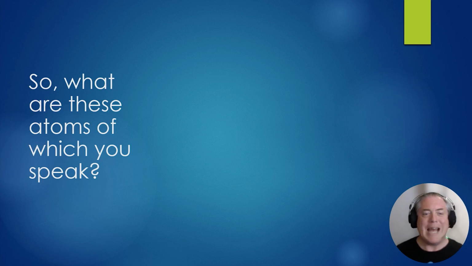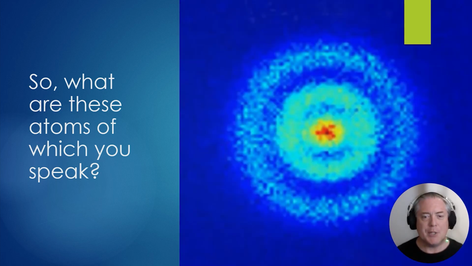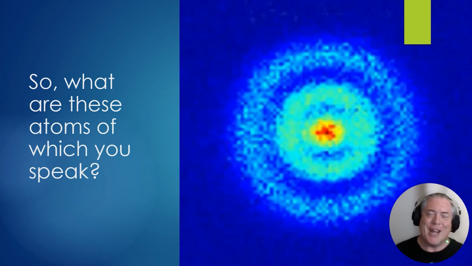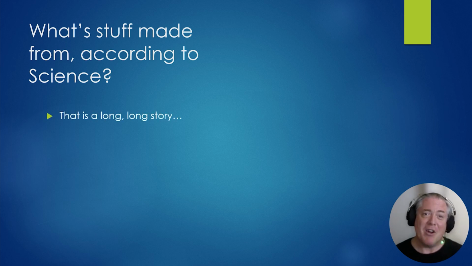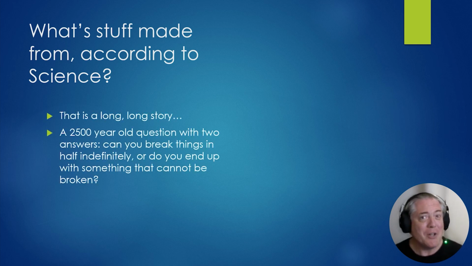So, what are these atoms of which I speak? Strange little entities in the universe. So what's stuff made of, according to science? Well, this is a very old question. From about 2,500 years ago, ancient Greek philosophers were asking what everything's made of. You remember some of the original ideas: earth, air, fire, water.